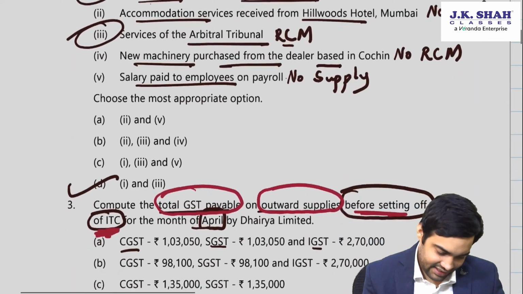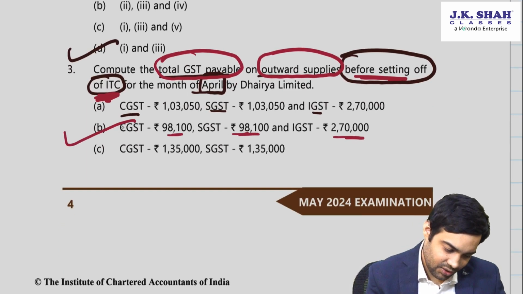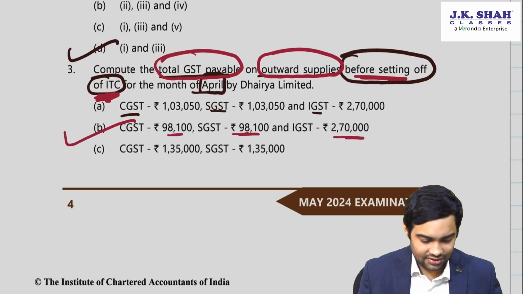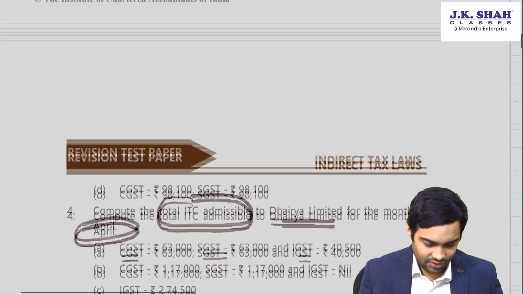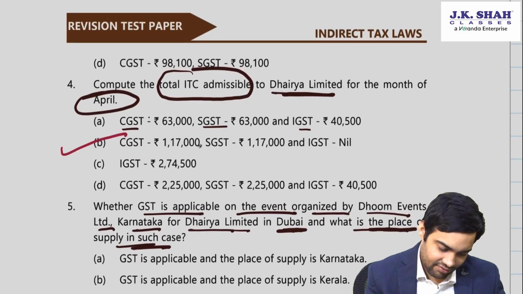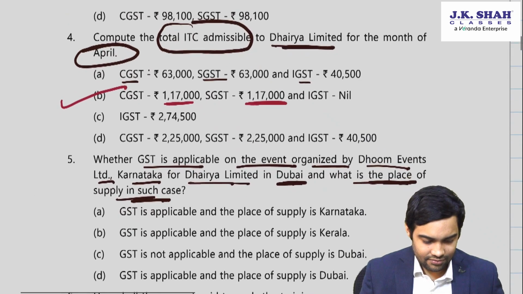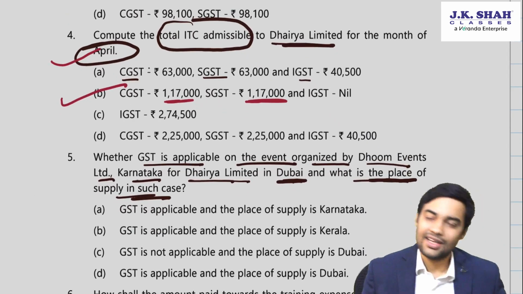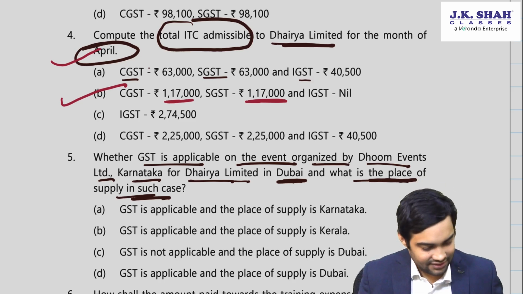The second one we had already answered. Third one, total GST payable 98,100, 2,70,000. This is the correct answer. Then ITC admissible will be 1,17,000, because only for April. Anything related to May, please don't consider it in this.